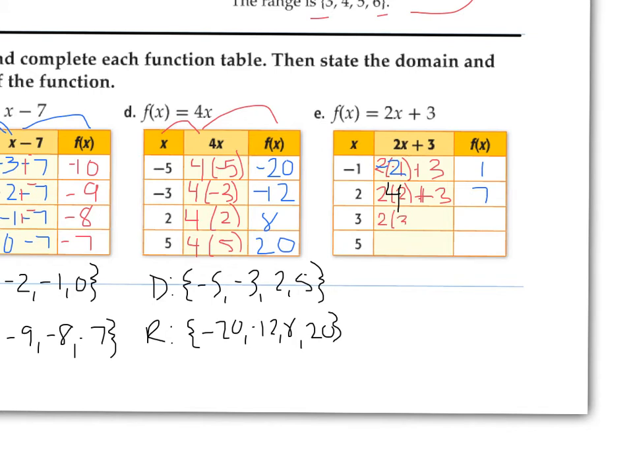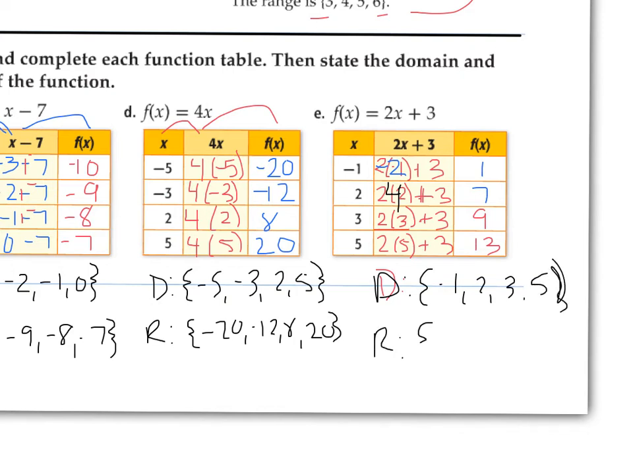2 times 3 plus 3. We know 2 times 3 is 6, and 6 plus 3 is 9. 2 times 5 is 10, plus 3 is 13. So then we do our domain, with our set of -1, 2, 3, and 5, which is what we plugged in. And our range, what we got out, was 1, 7, 9, and 13.